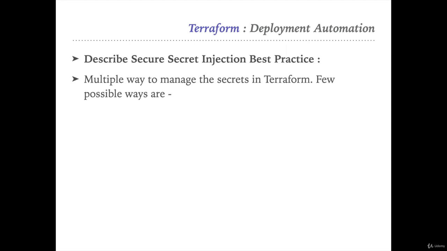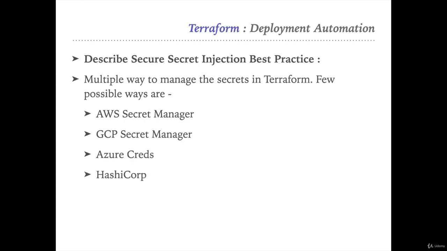In Terraform, we have multiple ways to manage secrets, and a few possible ways are AWS Secrets Manager, GCP Secret Manager, Azure credentials, and HashiCorp Vault. So here I have listed four ways you can manage secrets in your Terraform. Let's suppose you are working on a big project, and there could be hundreds or thousands of secrets which you can't remember or keep inside a simple file on your local box. And you don't want to commit the secret in Terraform either. So how can I use the secret in my Terraform?